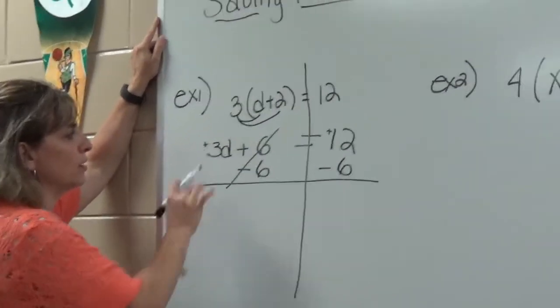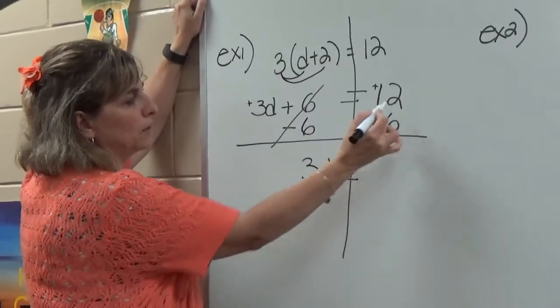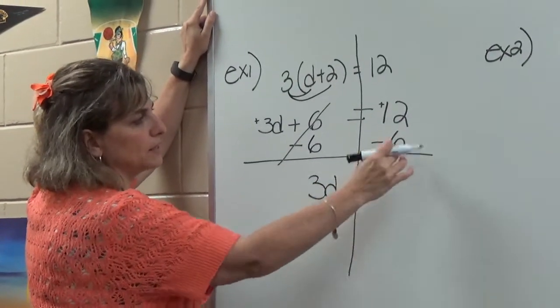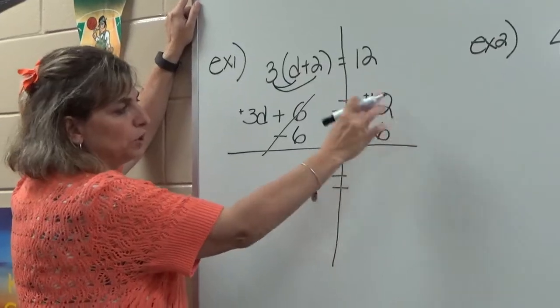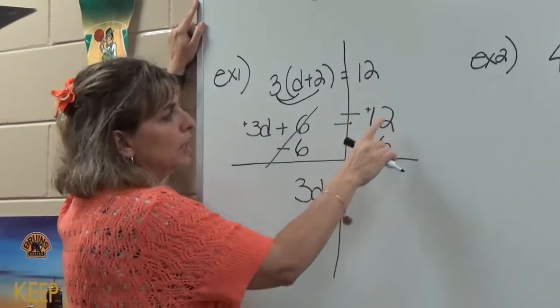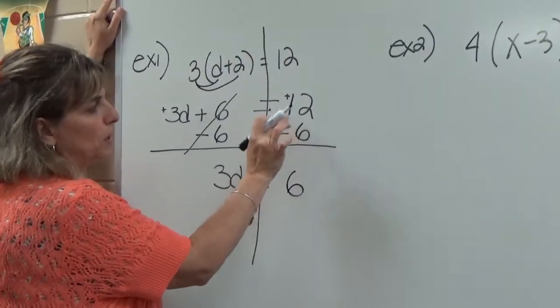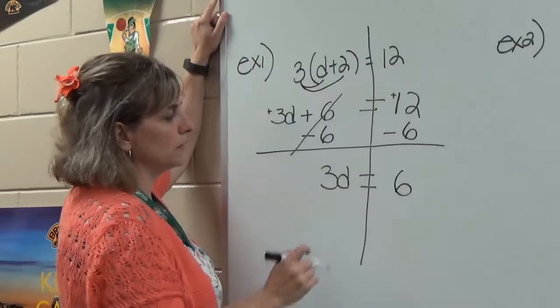I cross that out and I bring the positive 3d down, and I now have a positive 12 and a negative 6. Notice the signs are different. Well, you know 12 minus 6 is 6, but let's talk about the signs being different. I'm going to subtract the numbers and keep the sign of the bigger number. 12 is bigger, so it's going to be positive.